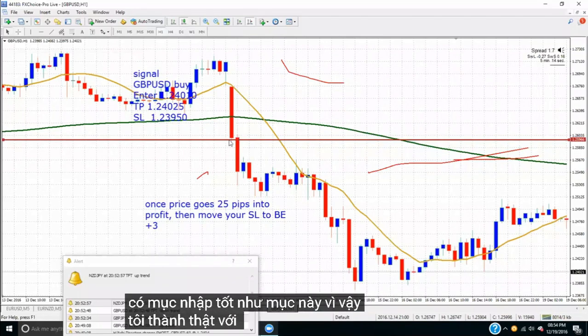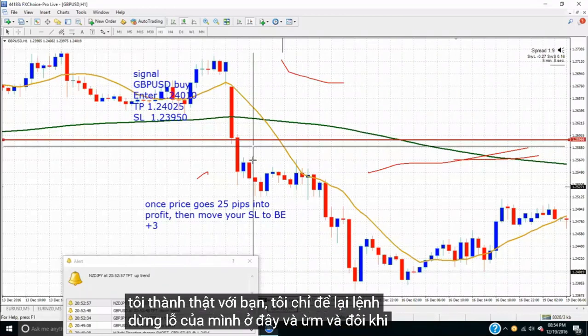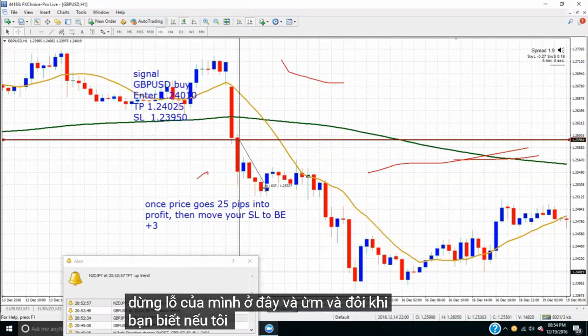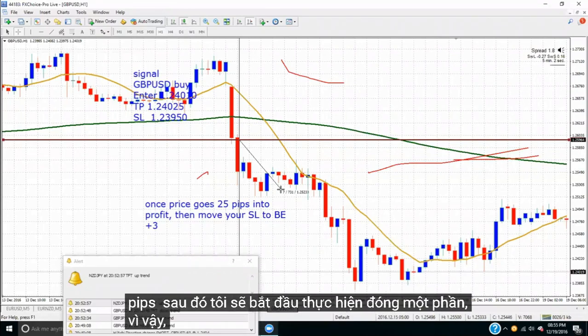So to be honest with you, I just leave my stop loss up here, and sometimes, if I go into 50 or 90 pips, then I'll start doing partial closes.